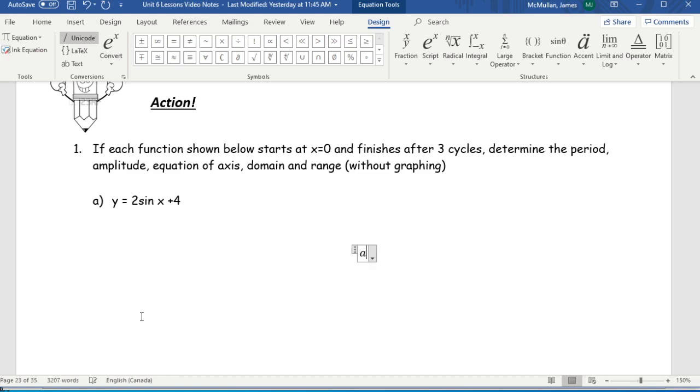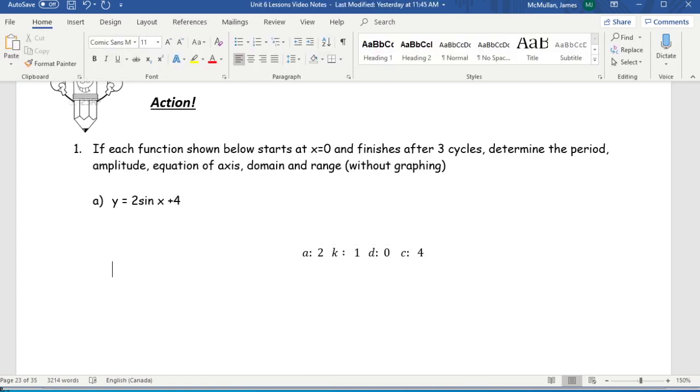So right off the bat, you can see A is 2, K is 1, D is 0, C is 4. Remember, if this were D, then it would have to be in a bracket, sine bracket x plus 4. So here, this thing out here is a C. So what do we need to write about this?